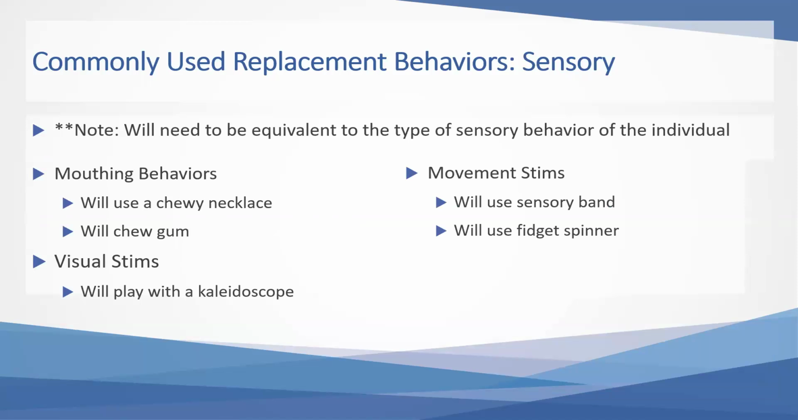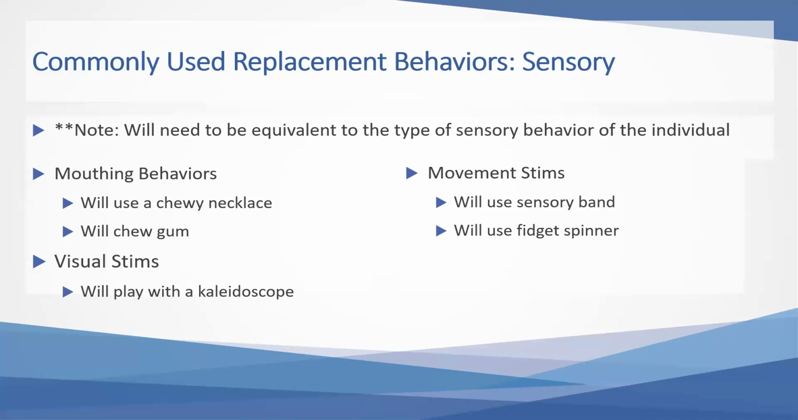If my kiddo is engaging in mouthing, I'm not really going to give them something like a fidget spinner because that's not going to do anything for them. So when it comes to sensory maintained behaviors, you do really have to look at what the actual behavior is before you can come up with potential things to compete with that.